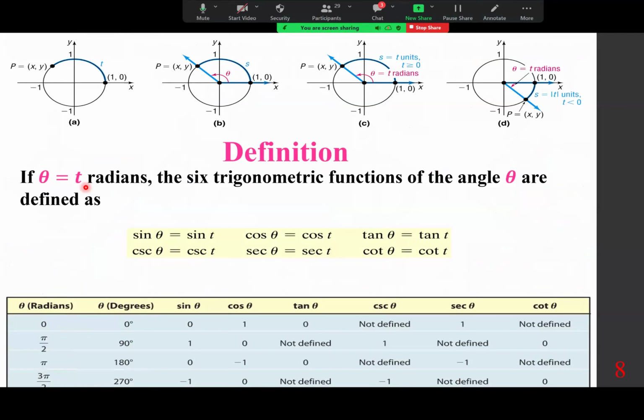If theta equals t radians, the 6 trigonometric functions of the angle theta are defined as sine theta is sine t, cosine theta is cosine t, and the rest of it. In other words, theta represents the angle, t represents the arc, or arc length, but they can be intertwined. S, t units, theta, t radians.